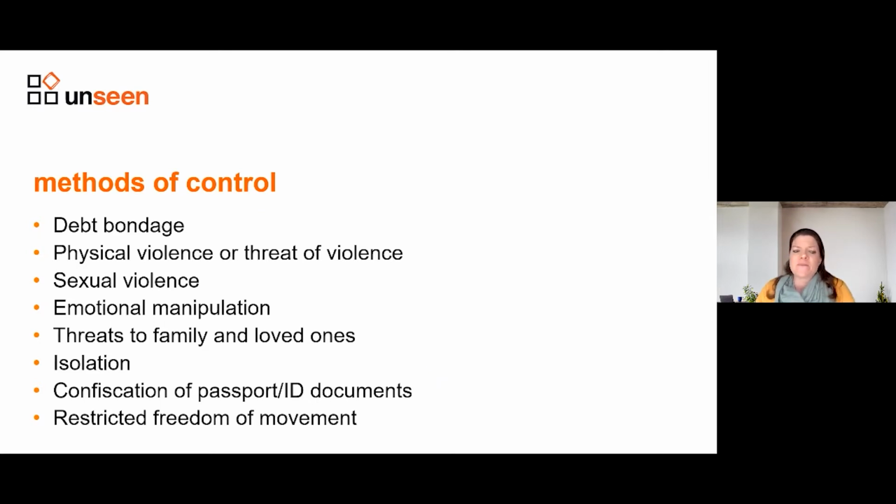I've already mentioned threat to loved ones. Isolation is interesting because, yes, it can be through confinement and restricted movement where you're locked away somewhere, but isolation can also be from moving people around quite often. So sometimes organized crime rings will move people maybe from one car wash for a month to the next for a month.